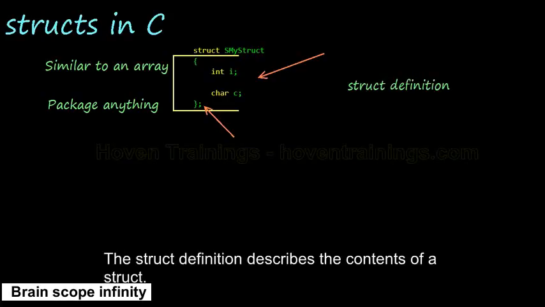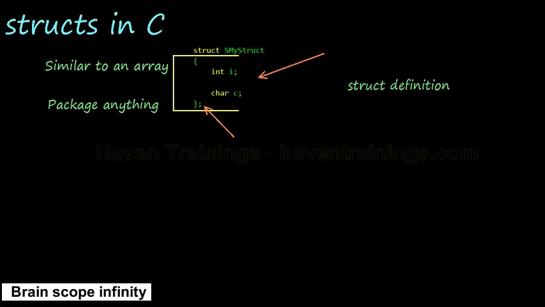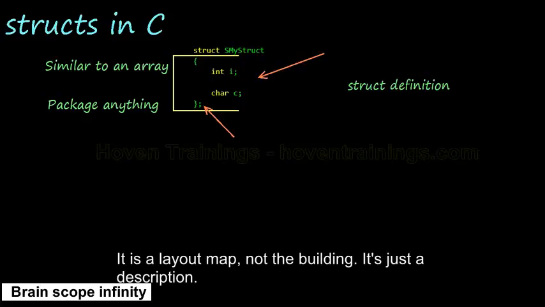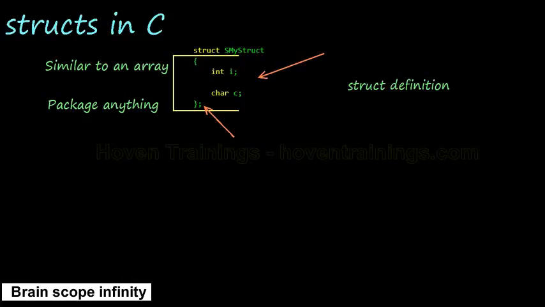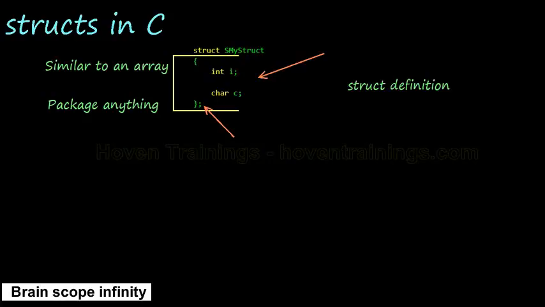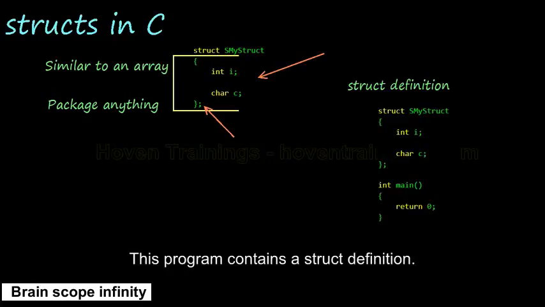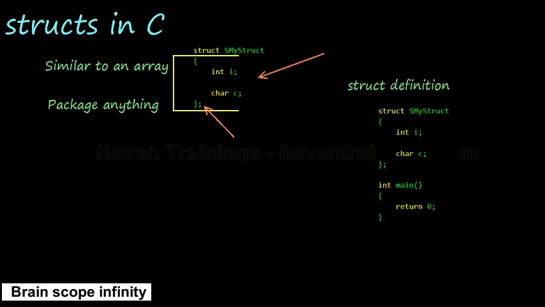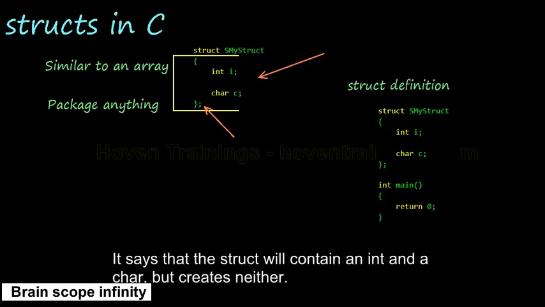The struct definition describes the contents of a struct. It is a layout map, not the building. It's just a description. A struct definition is the layout map. It doesn't allocate memory. This program contains a struct definition. It says that the struct will contain an int and a char, but creates neither.